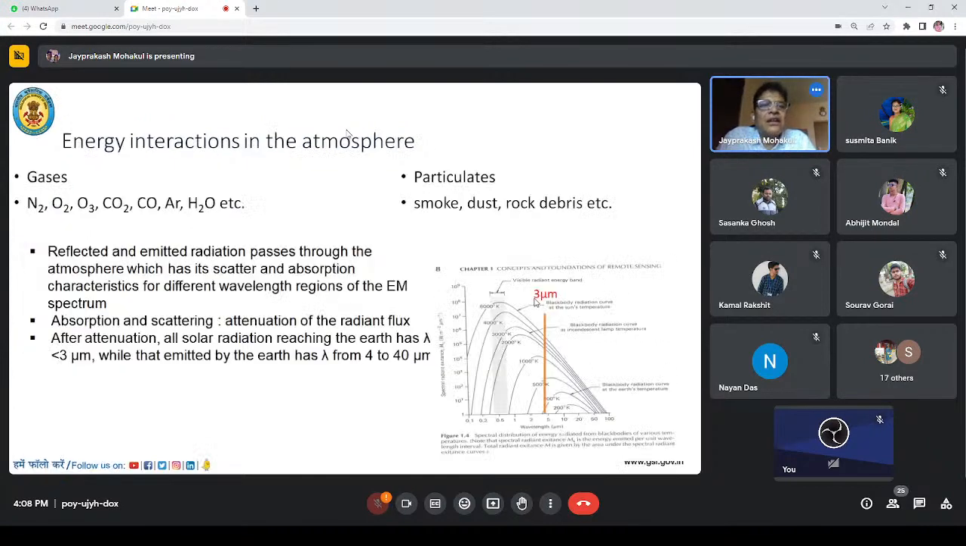Now, how does energy interact with the atmosphere? How does electromagnetic energy interact? It interacts with gases: nitrogen, oxygen, ozone, carbon dioxide, carbon monoxide, argon, water vapor. You have particulate matter like smoke and dust. And then, of course, you have rock debris; you have an asteroid belt in space.